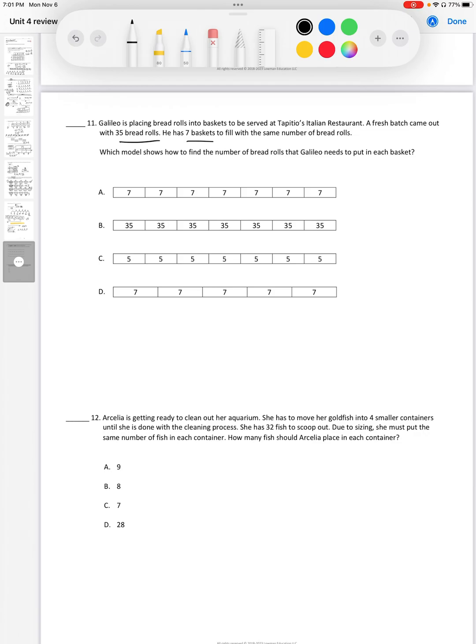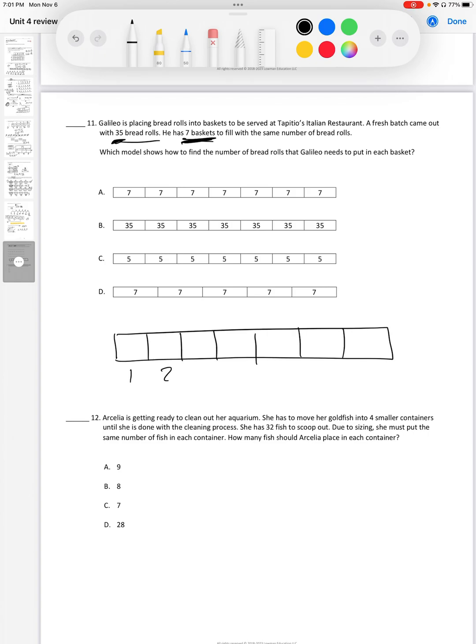Number one, I know that my total cannot exceed 35. So when I add up what's in each of these rows, if it goes over 35, it cannot be correct. The second thing I know is that he has 7 baskets. That tells me how many groups I have. So if I want to draw the model myself, I am going to draw 6 vertical lines. That should give me 7 sections. 1, 2, 3, 4, 5, 6, 7. Perfect.